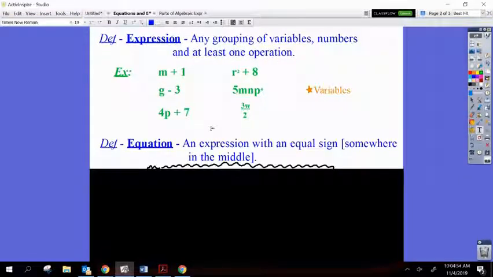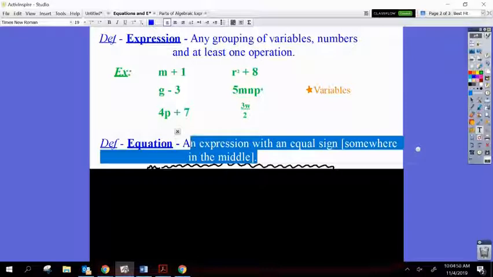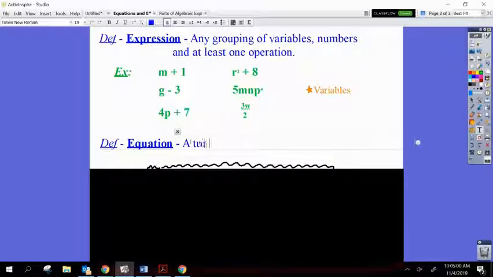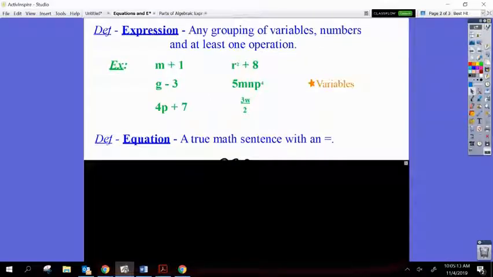So I'd like to call an equation, instead, a true math sentence with an equal sign. So it has to be true, has to have an equal sign. Again, not dangling off the edge, somewhere in the middle, but it has to be a true math sentence.